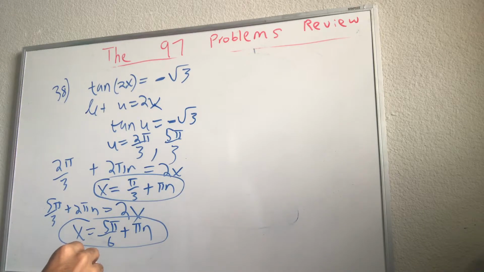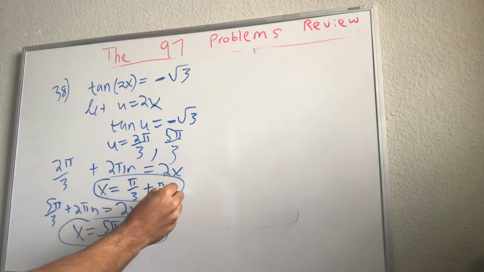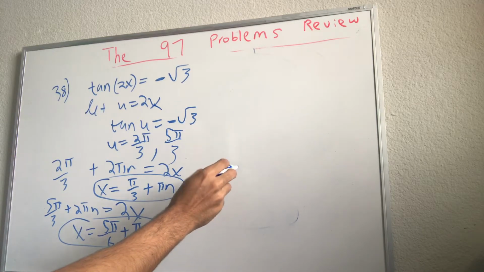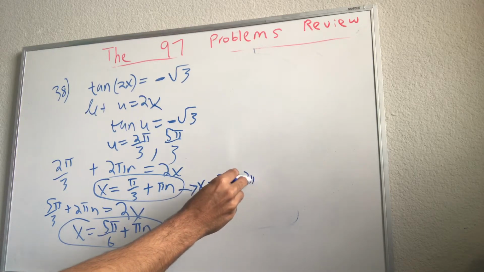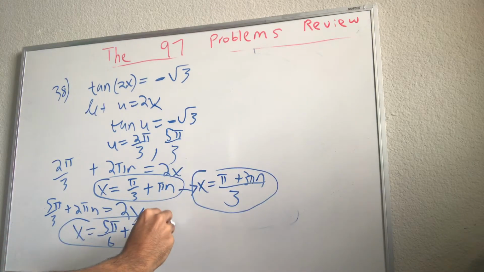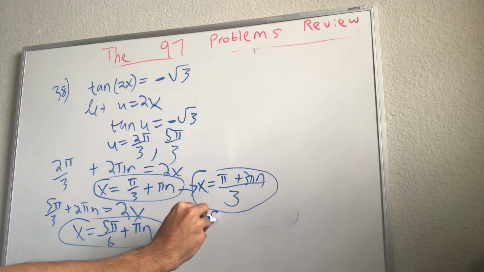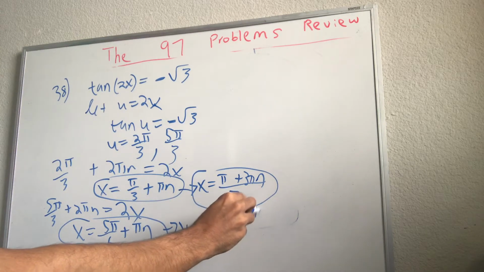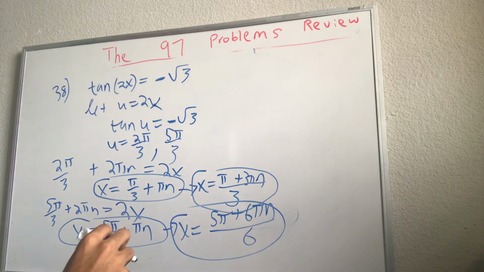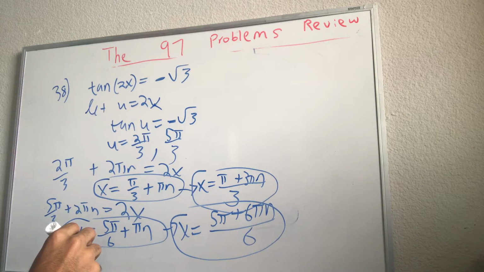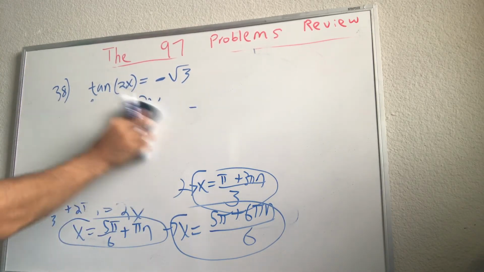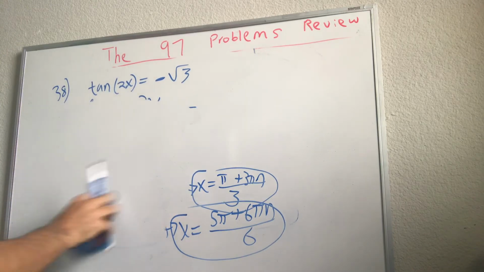And obviously now you can use the common denominator idea. So here we can say that x is equal to pi plus 3 pi n divided by 3. And for this one we can say that x is equal to 5 pi plus 6 pi n all divided by 6. So these are the two equations we have here for question number 38. So let me just erase all of this. This is what we have here for x.